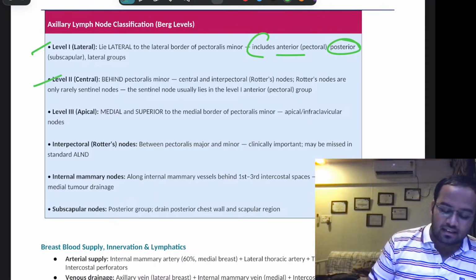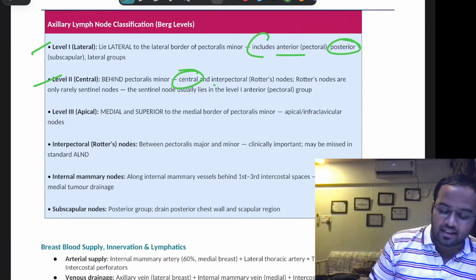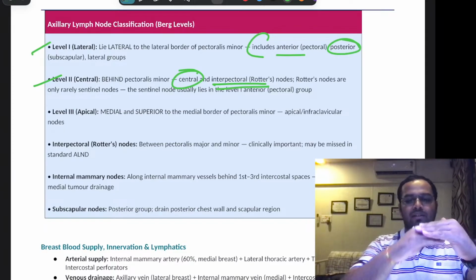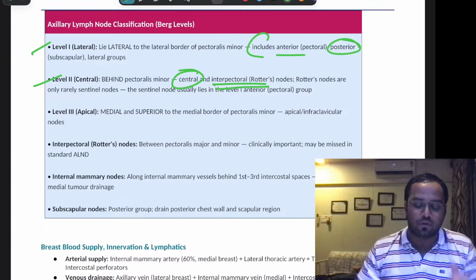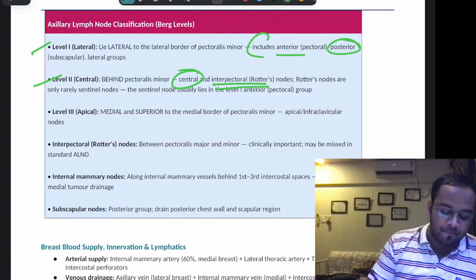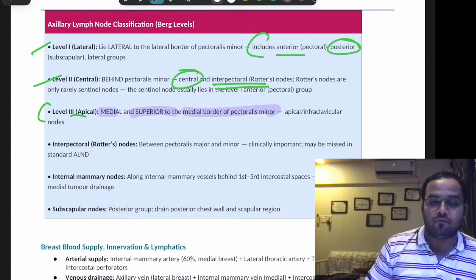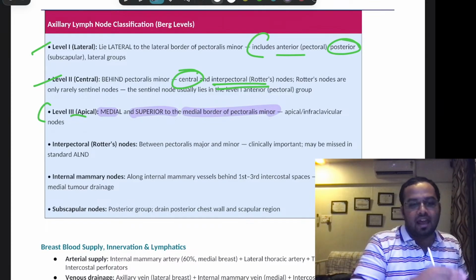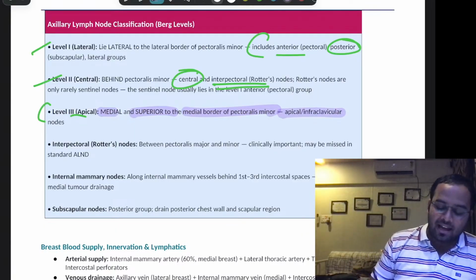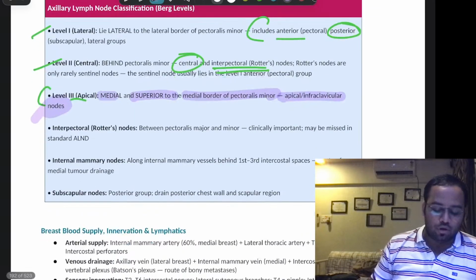Level 2 is the central. These are the central group of lymph nodes and the interpectoral group. Interpectoral means the pectoralis major muscle, behind that is the minor muscle. Between those muscles there is going to be the lymph node, which is Rotter's group of lymph nodes. It is going to be level 2, which is the central. Level 3 is going to be the apical. Level 3 means medial and superior to the medial border of pectoralis minor. So the medial border of pectoralis minor, that is going to be considered level 3 lymph nodes. Apical, and these are going to be the infraclavicular lymph nodes.